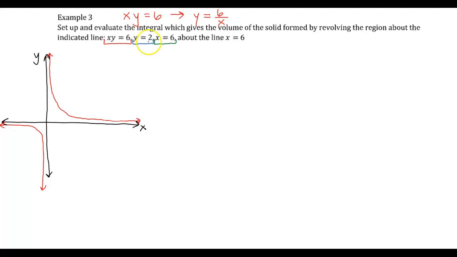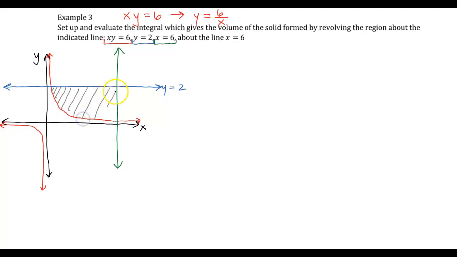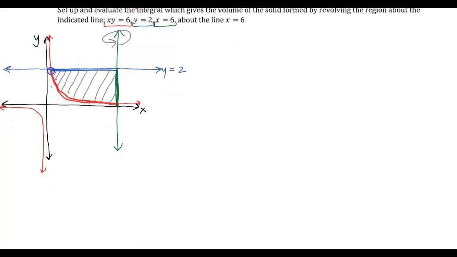Then I have a horizontal line of y is equal to 2. Here is that horizontal line of y equal 2. I have a vertical line of x is equal to 6. Here is the vertical line of x is equal to 6. So the region that we are working with is this region right here. And we're going to take that region and revolve it around the line x is equal to 6. I'm going to just outline the region that we're working with. And we're spinning this region around that green line. So we'll end up with another piece that looks something like this. So kind of give us a 3D shape of a bowl.